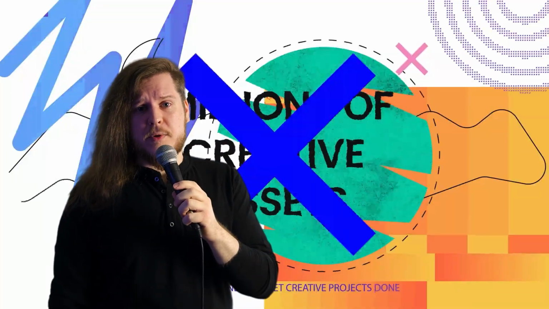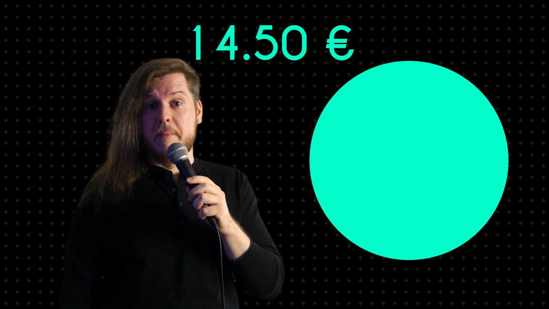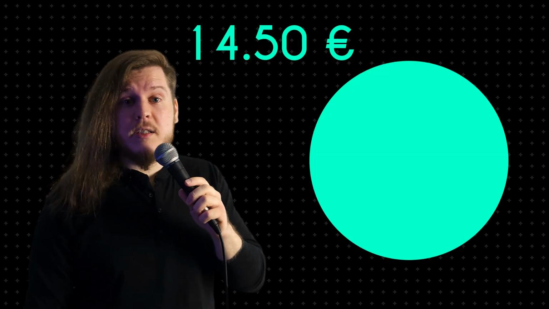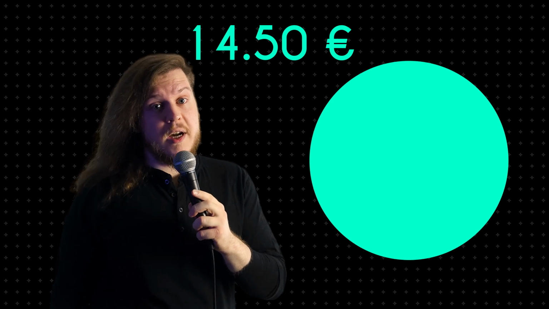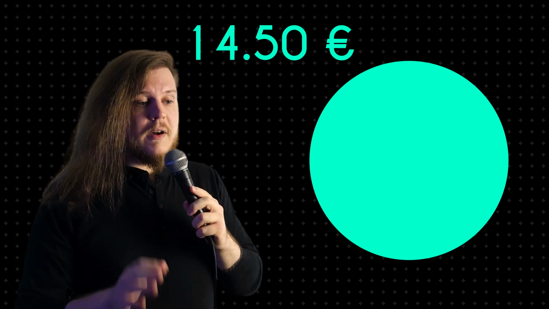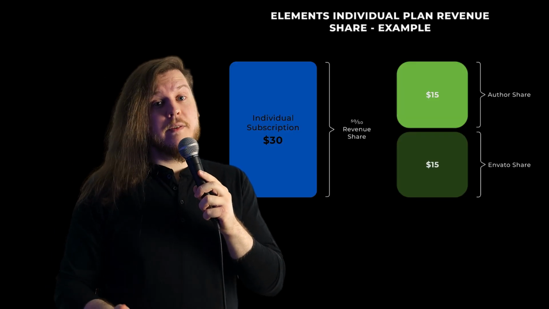So, a single subscription to Envato Elements costs 14.50 euros a month, and the customer gets unlimited downloads. Unlimited. If a customer is subscribed to Envato, but they don't download anything, then all of that money goes to Envato. Which, sure, that makes sense. Now, if they do download something, the following happens. Envato tells you that they have a 50-50 split.